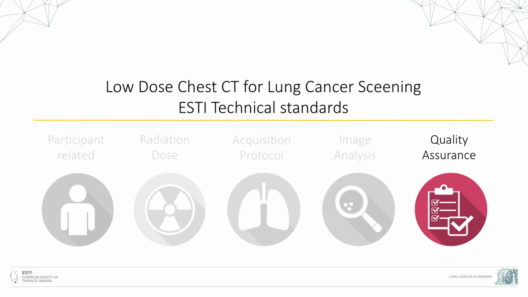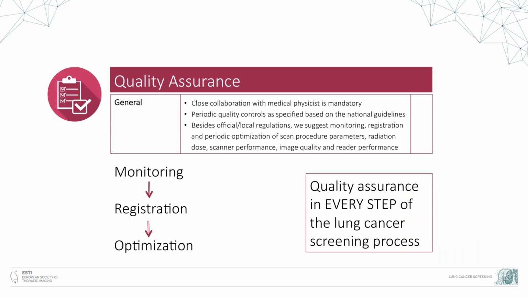So, last part of my talk: we've discussed the participant-related factors, radiation dose, the acquisition protocol, and the image analysis. Last is an extremely important one, and this is quality assurance. We have mentioned the medical physicist before. Close collaboration with a medical physicist is definitely mandatory. Periodic quality controls are specified based on the national guidelines. And besides the official and local regulations, there is monitoring, registration, and periodic optimization of scan procedure parameters, radiation dose, scanner performance, image quality, and reader performance. Only if you monitor and you register, you will be able to optimize all these parameters. This is very brief about the quality assurance, but quality assurance is very essential in lung cancer screening, and it is needed in every step of the lung cancer screening process.